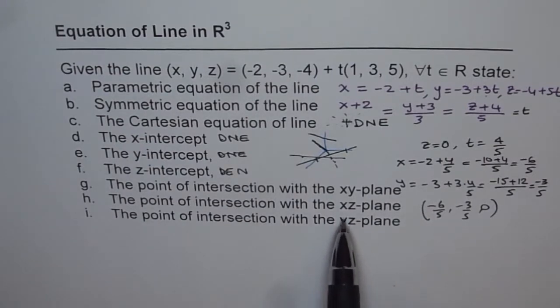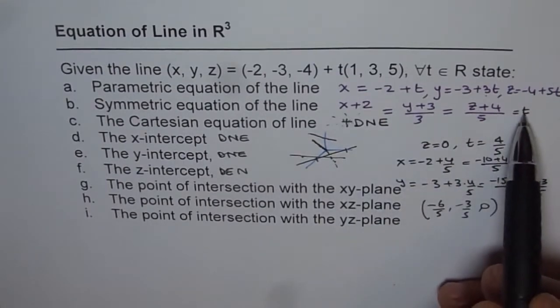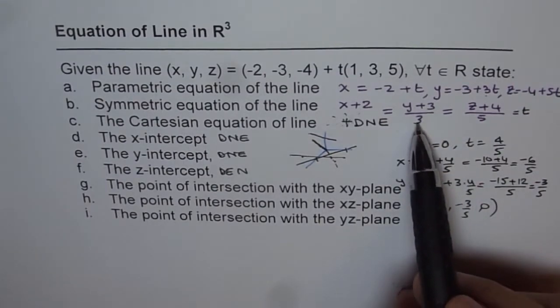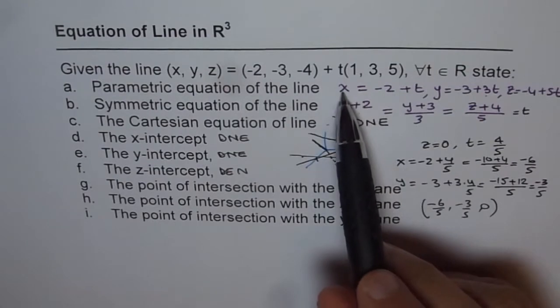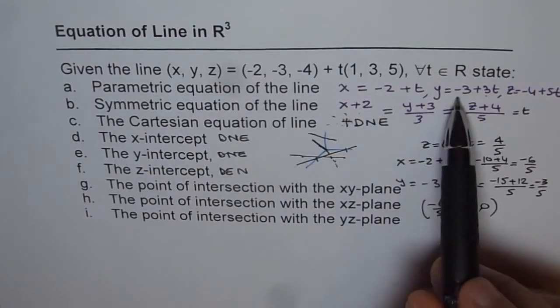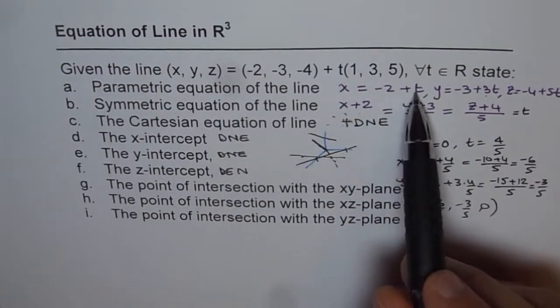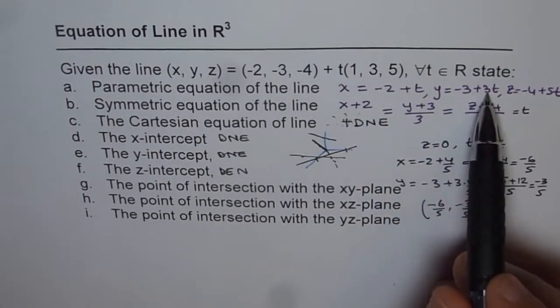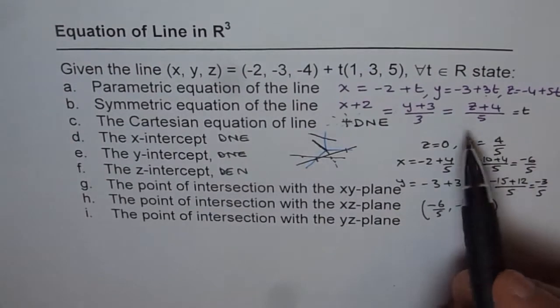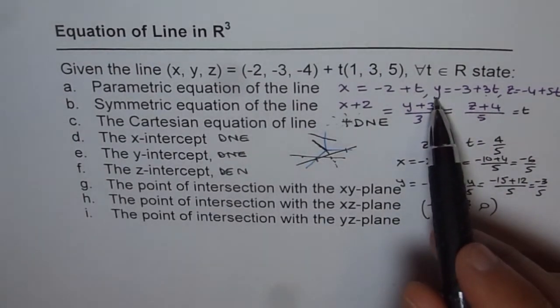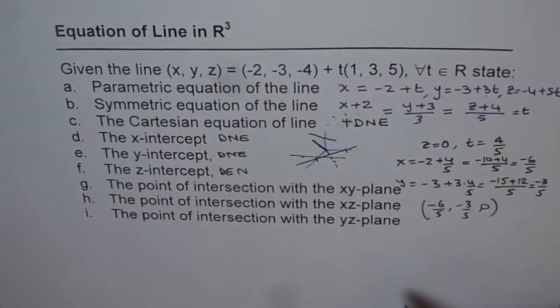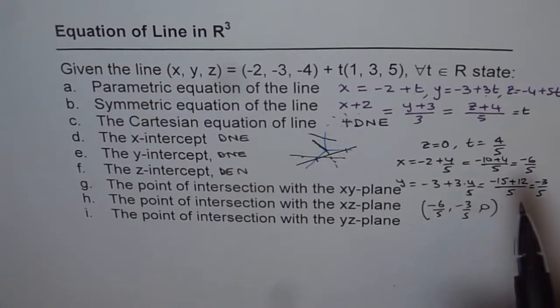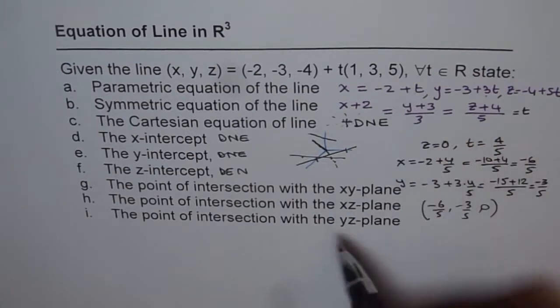You can follow the same method and find the point of intersection with the xz plane and the yz plane. So for the xz plane, you'll put y equals 0 and t will be 3 over 3, which is 1. And if t is 1, you get x as minus 2 plus 1, which is minus 1, and y is minus 3 plus 3, which is 0, right? So once you get that also 0, you know this equation will work for the other plane also. Now that is how we can do all these.